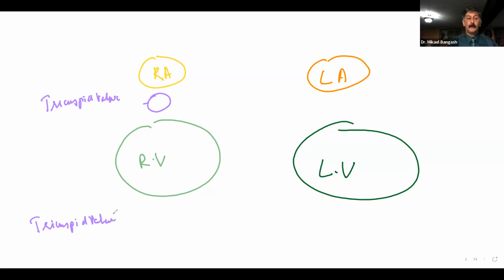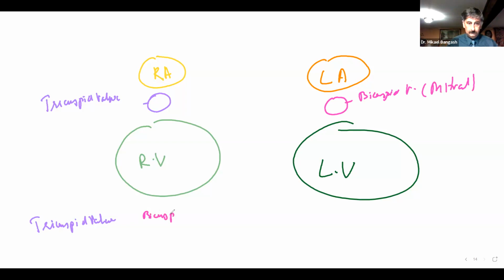Here, whereas between our left atrium and left ventricle, we had another valve that we call the bicuspid valve. Or we could also call it the mitral valve. Did that make sense?